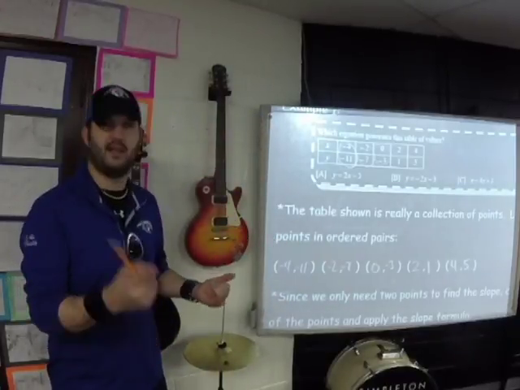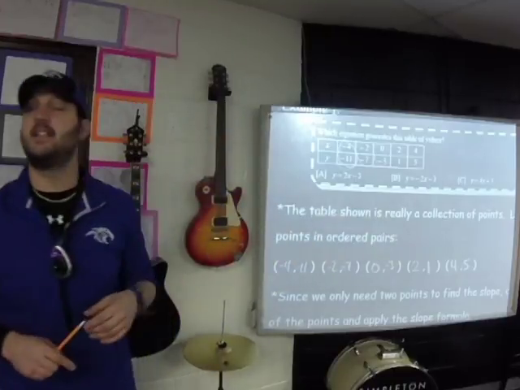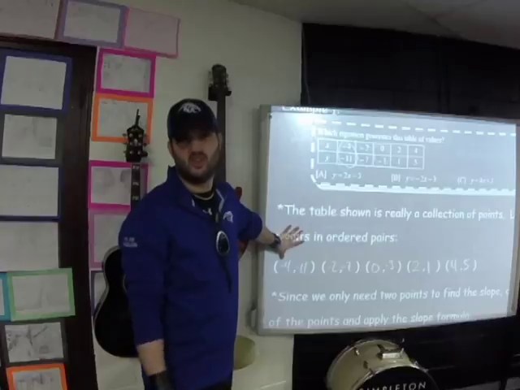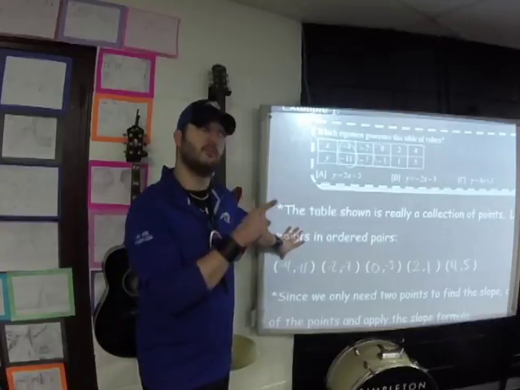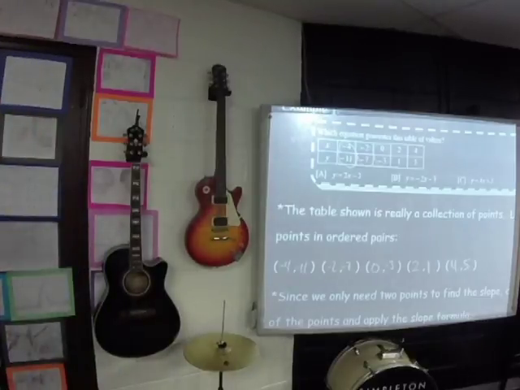There's never going to be a table that gives you 1 point. They'll either give you 2 points, but they could give you 3 points, 4 points, 5 points. It doesn't matter how many they give you. How many do you really need? 2. Remember, you need 2. We got to find a slope. We're going to need 2.